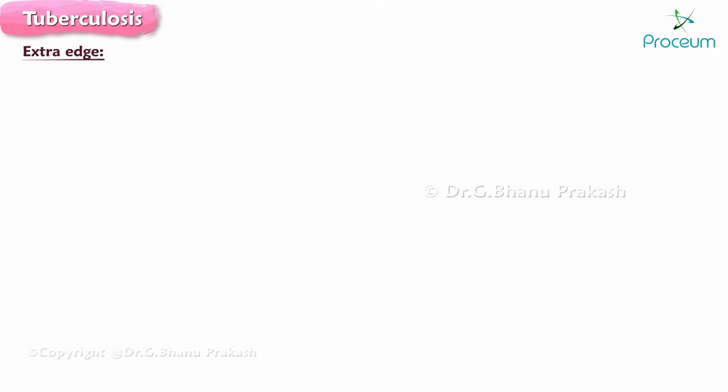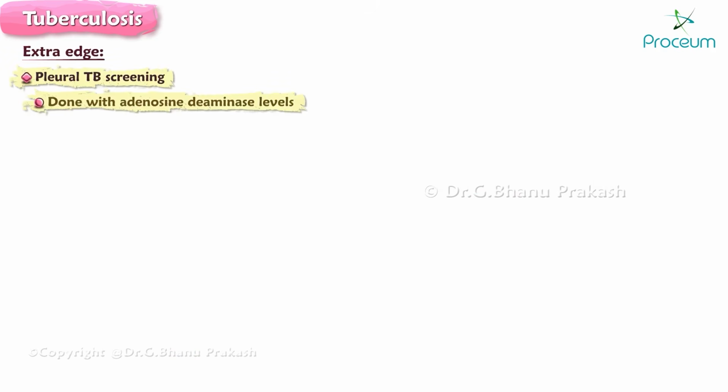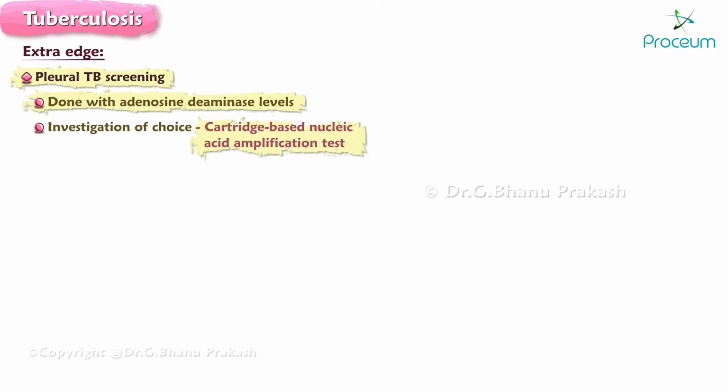Extra edge: pleural tuberculosis screening is done with adenosine deaminase levels. The investigation of choice for diagnosis of pleural tuberculosis is the cartridge-based nucleic acid amplification test.